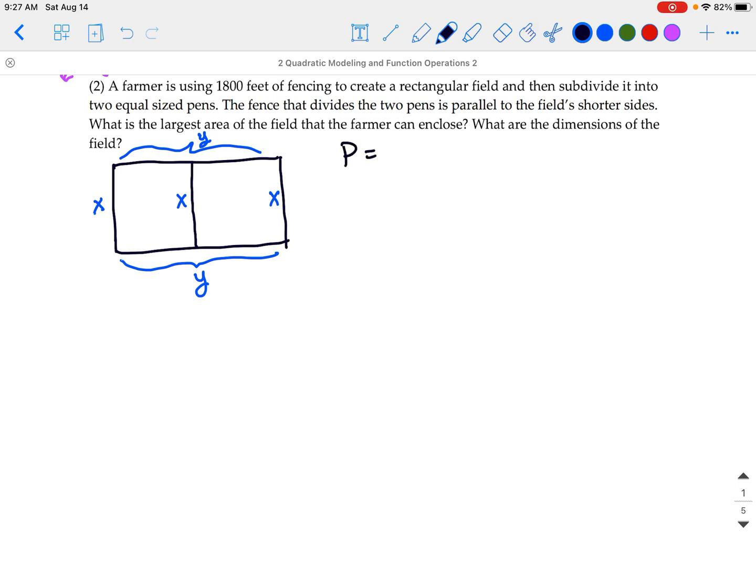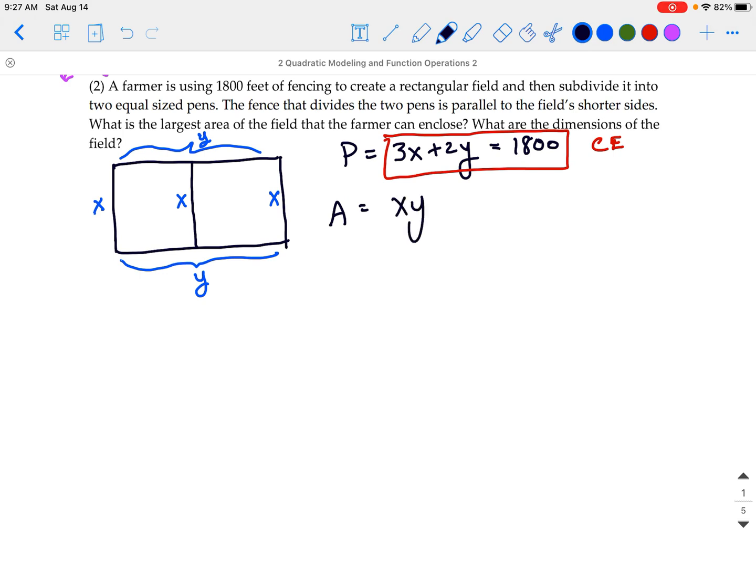So we'll start with our perimeter equation, which is our constraint. So the perimeter is going to be 3x plus 2y, obviously, which equals 1,800. So we have 1,800 feet to enclose here, and we want to use all of it. So there's our constraint equation. And then our area is again going to be equal to x times y, which is nice. And so that's our optimization equation.